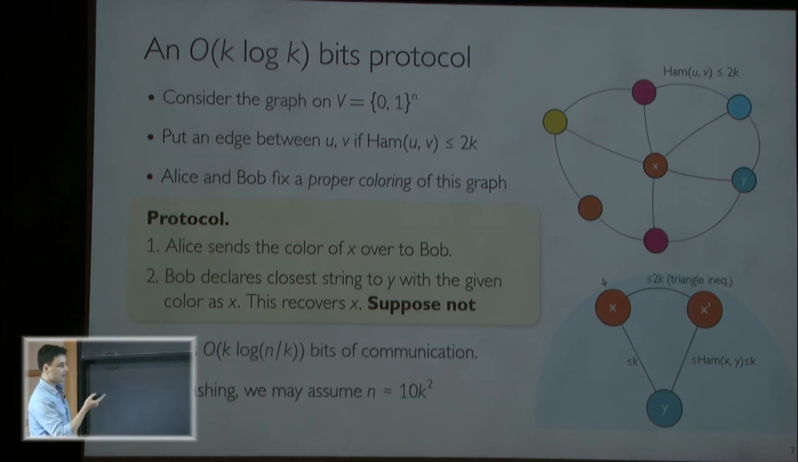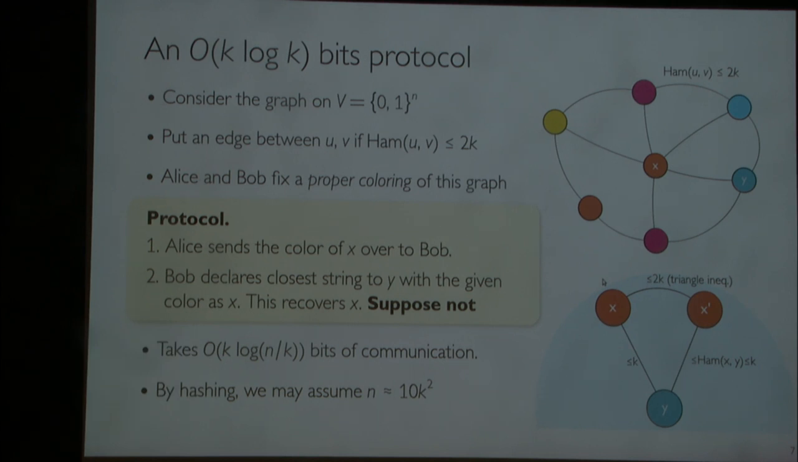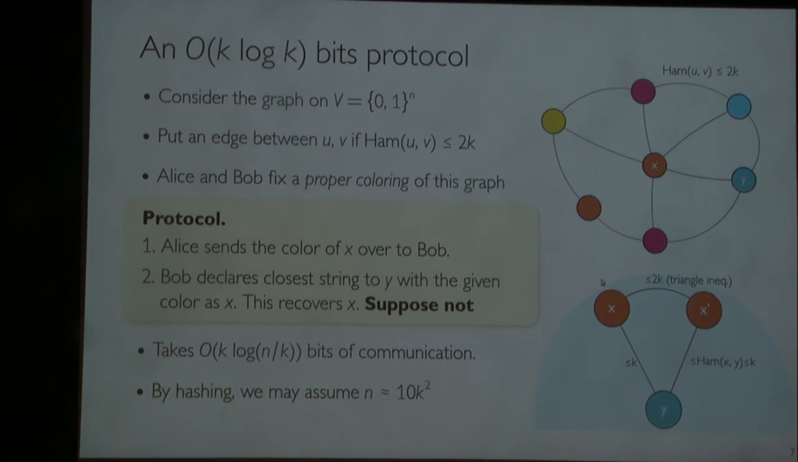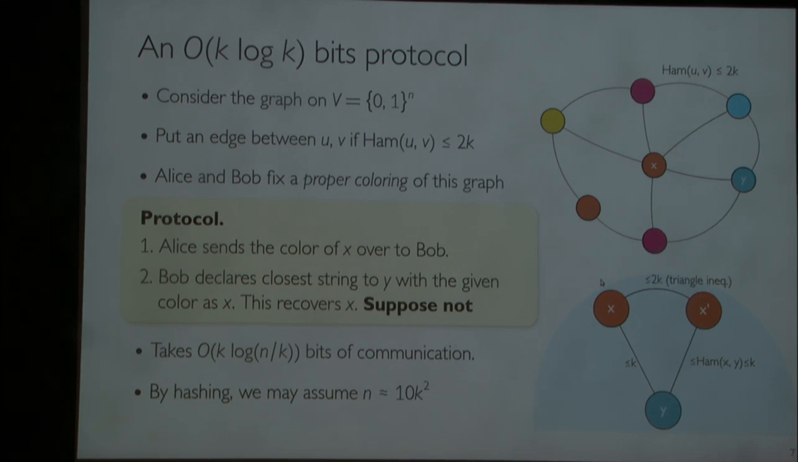So the catch is that for this graph, we need roughly n choose 2k colors. The maximum degree is n choose 2k, roughly. So we need k log n bits, really. But the interesting thing is that by hashing, we can reduce the n to 10k squared without introducing more than, let's say, 1 over 20 error. So only this last part actually requires shared randomness here.